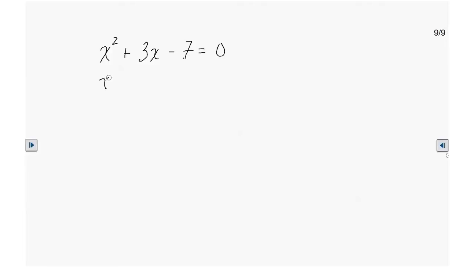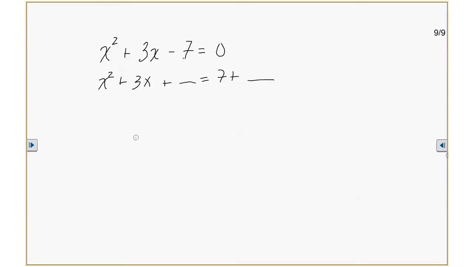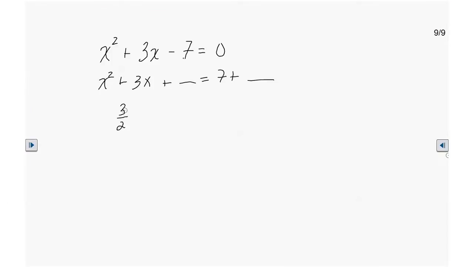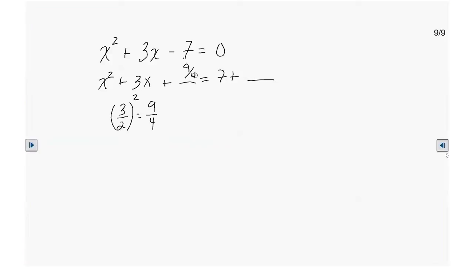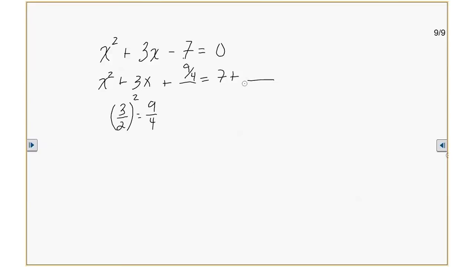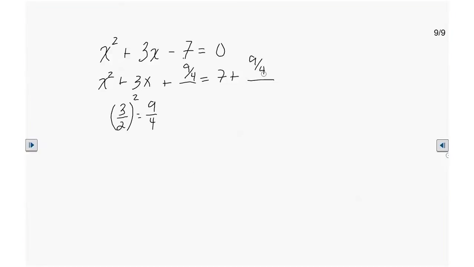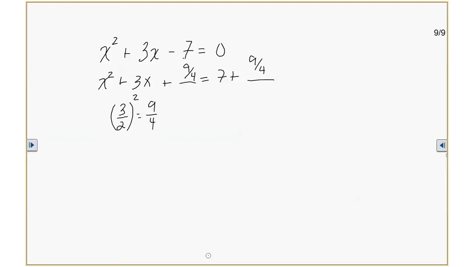X squared plus 3x plus blank is equal to 7 plus blank. 3 divided by 2 is 3 halves. 3 halves squared is what? And tell me what's hard about that. It ain't hard, but you've been programmed. Kind of like the Matrix. You've been programmed whenever you get to a stopping point, instead of thinking it through, you have to use the what? Calculator. You've been programmed.